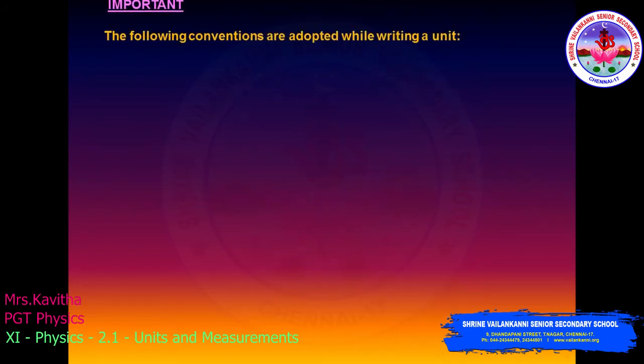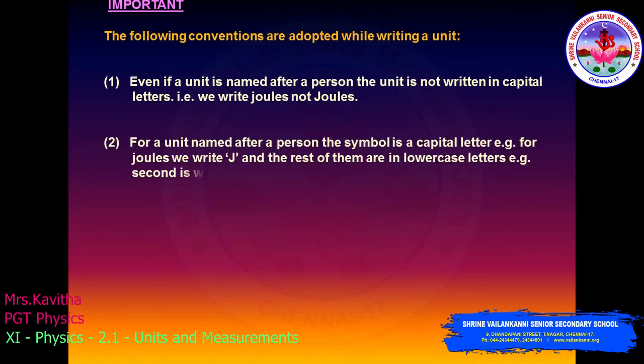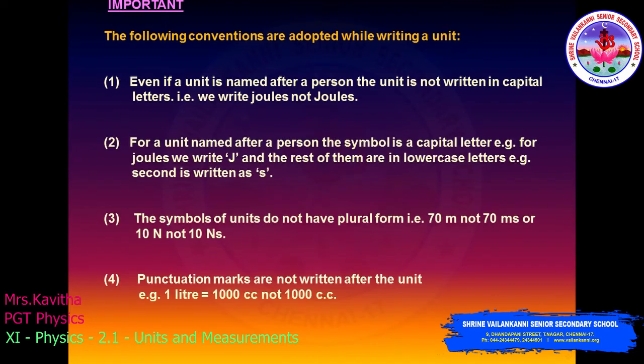So the next one: some of the following conventions are adopted while writing a unit. So what are the rules which we have to adopt to write the symbolic forms, right?